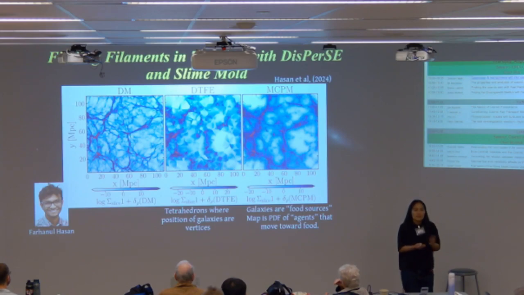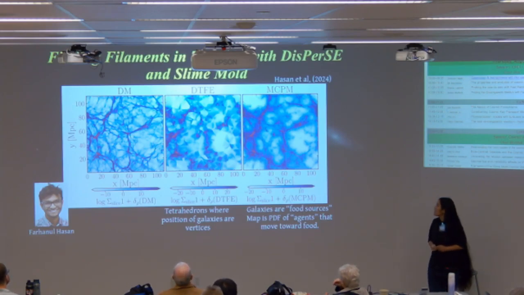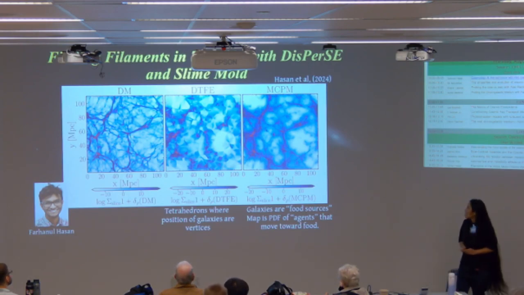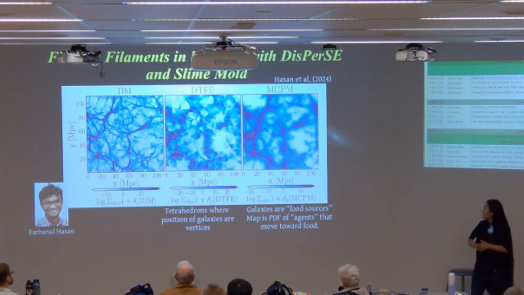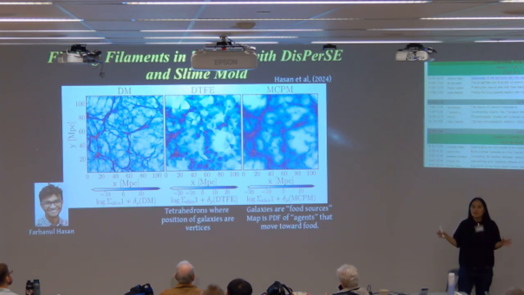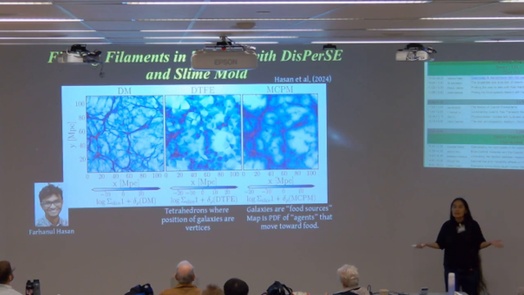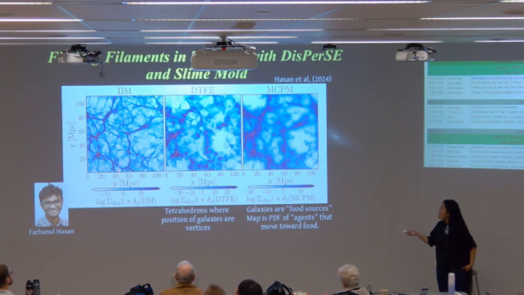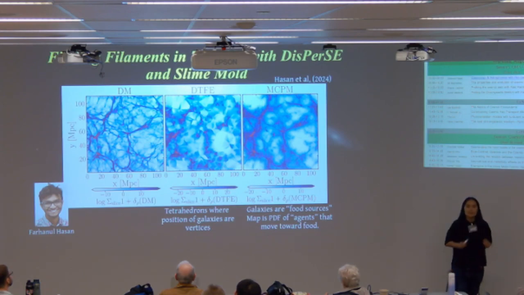The novel method that Farhan and his collaborators applied to the cosmic web was to use an algorithm based on how slime mold grows, where you can produce a map of the probability density function of the agents that move towards food. So if you have galaxies being the food sources and agents moving towards them, you end up with a map very similar to this map right here. You can see that the slime mold prescription replicates the dark matter distribution a lot more closely than the Delaunay tessellation algorithm. Okay? So we'll hear more details from Farhan, I'm sure.